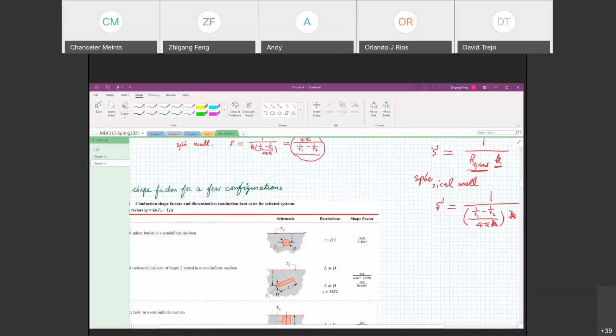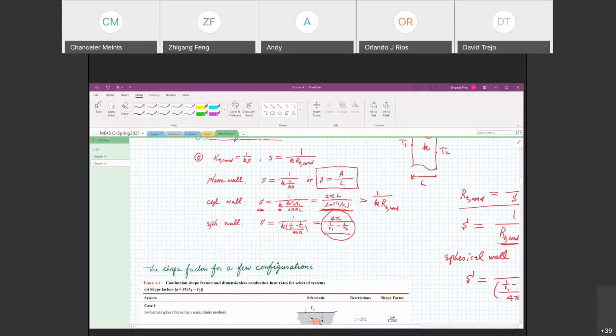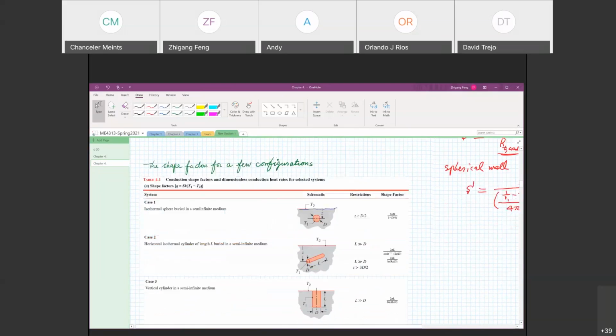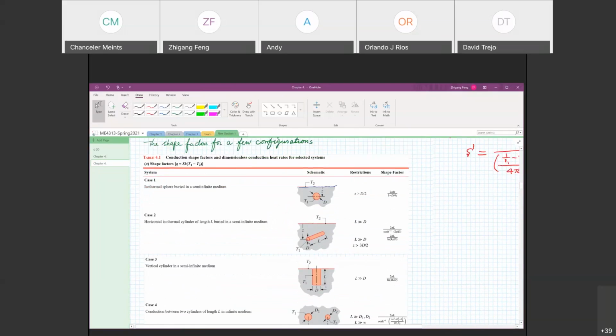All right. So these are the three configurations. The first one is plane wall. Second one is cylindrical wall. Third one is a spherical wall. For other configurations, we have to find the shape factor from table 4.1.